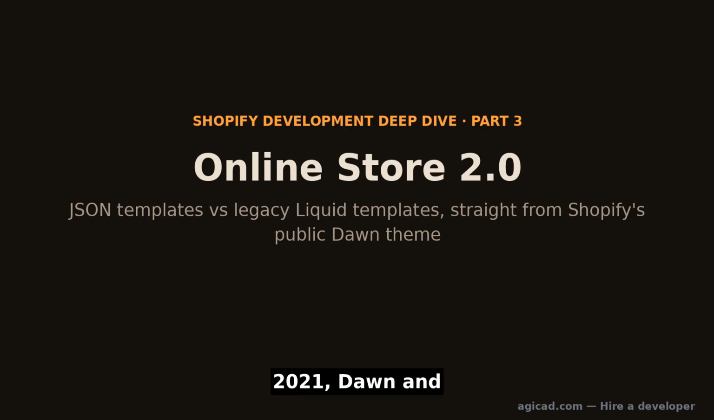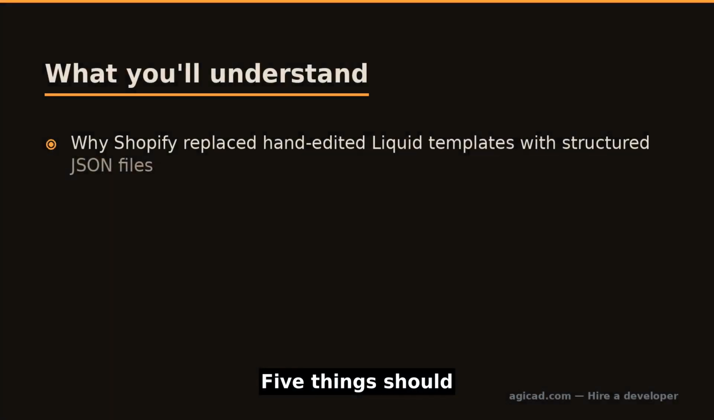Since 2021, Dawn and every Online Store 2.0 theme use JSON templates instead, and every example in this episode is read directly from Dawn's real, public template files. 5 things should click by the end of this part. Why Shopify replaced hand-edited Liquid page templates with structured JSON files in the first place.